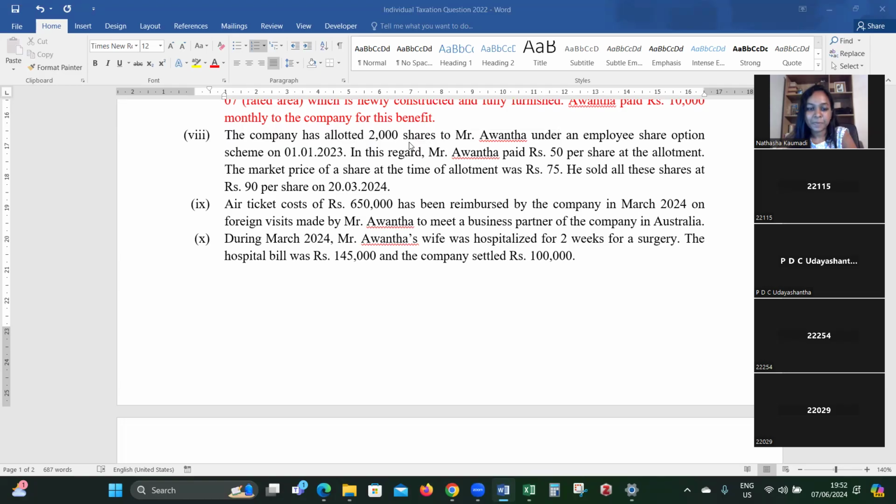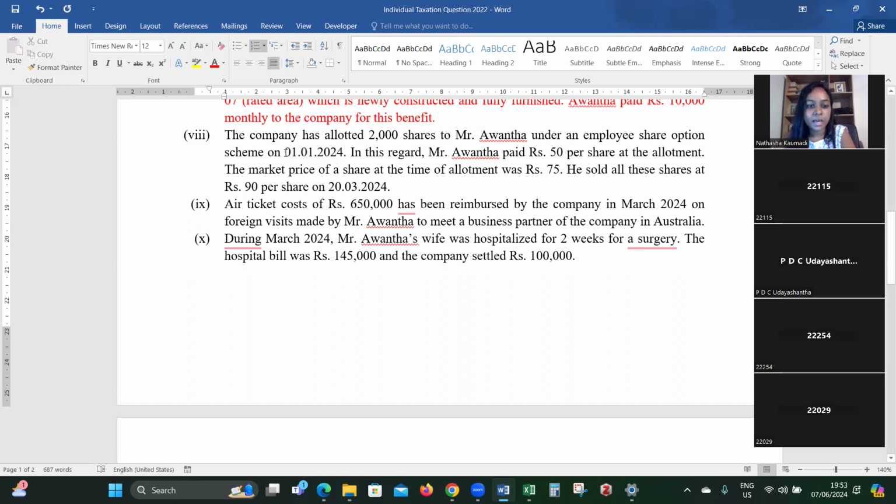Uday sir, are you here? Yes, sir. Sir, this allotment should be in the year of assessment, right, sir? Yes, correct. So the date is 1st January 2023. It has to be altered, no? Yes, I'll take it as 2024 January 1st. Good. So Ramai, you can make this correction, right? In order to be considered in this year of assessment, this share allotment should happen during this year of assessment, right?